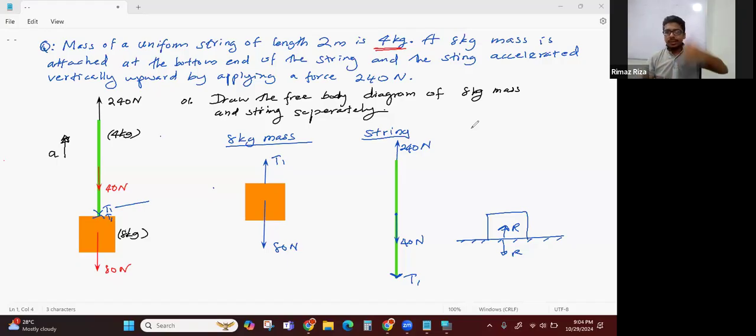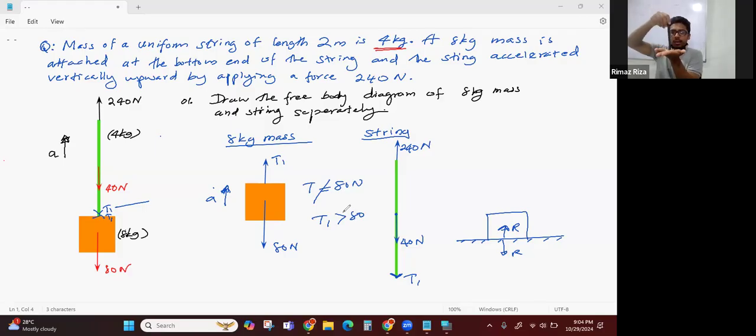But now it is accelerating. So here we can't write that the tension T1 is equal to 80 Newton. If I write that now, it's totally wrong, because then the object would have to be at rest or moving at constant velocity. But it is accelerating vertically upward, right? So therefore, T1 must be greater than 80 Newton. If I want to lift this up, I have to apply a force that is greater than its weight.